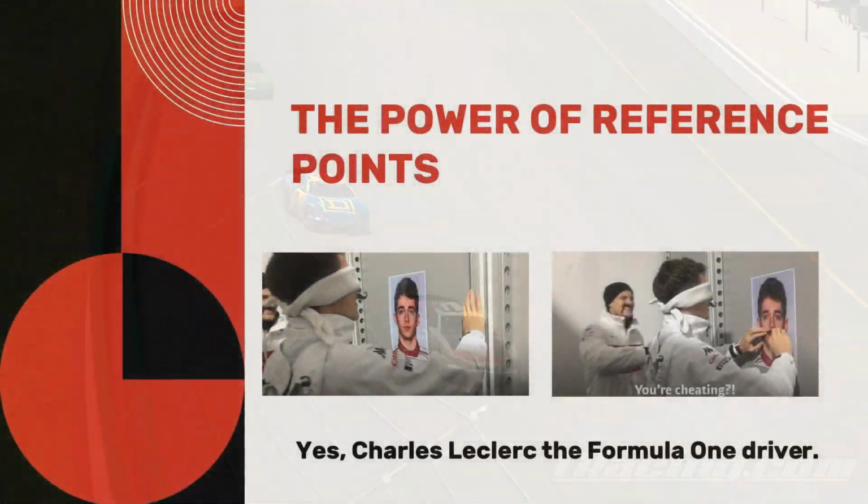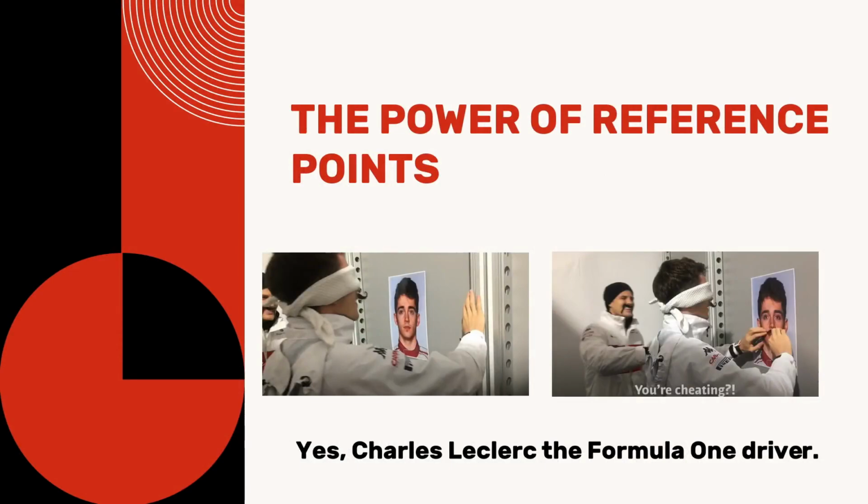A great example of a reference point is in this little goofy clip from Charles Leclerc from a few years ago, back when he was racing with Alfa Romeo. He's blindfolded, spun around, and asked to put a mustache on a photo of himself. Now, you can't see, and you're a little disoriented. You just spun around, I don't know how many times, and you're going to be a little dizzy. So what do you do? Use reference points.